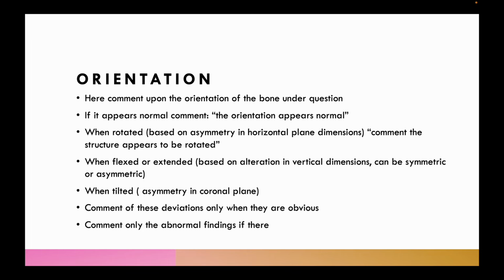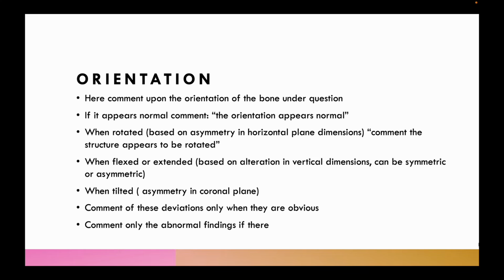Then O, that is orientation. Here we have to comment upon the orientation of the bone under question. If it appears to be normal, then comment the orientation appears to be normal. When it is rotated based on asymmetry in horizontal plane dimension, comment the structures appear to be rotated. In pelvis, we can see the horizontal dimension of the obturator foramina and the horizontal extent of the hemipelvis, or we can say iliac bone.